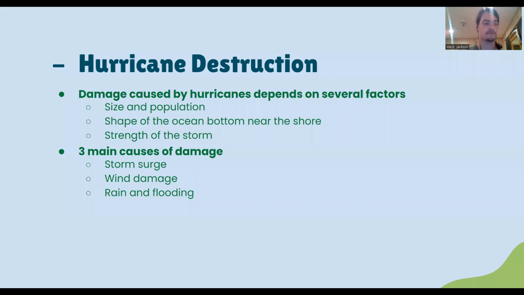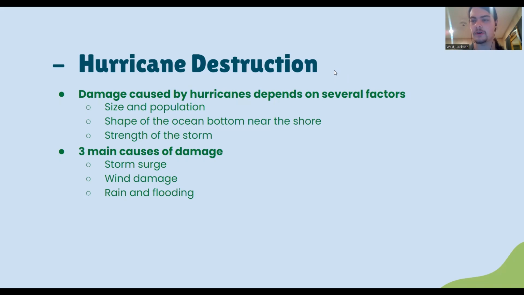Howdy everyone, Jackson again. Now I'll talk to you about hurricane destruction. Now, the damage caused by hurricanes depends on a couple of different factors. One of them is the size and the population of the area the hurricane affects. A larger population or a larger area size causes increased damage.